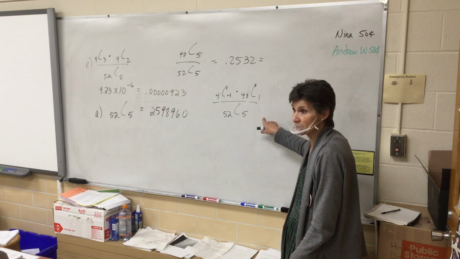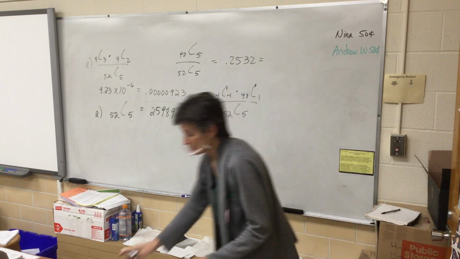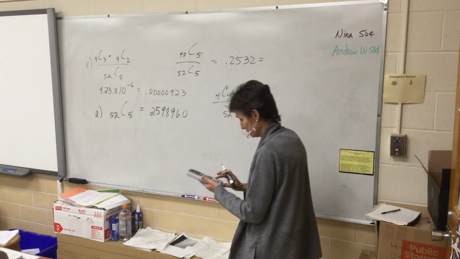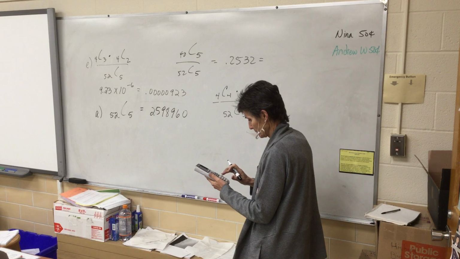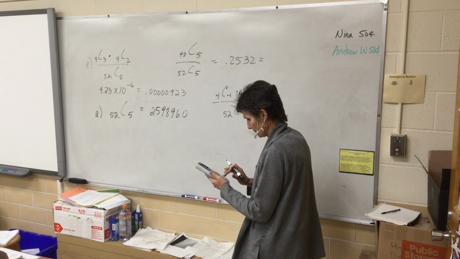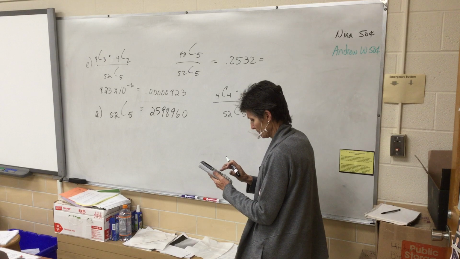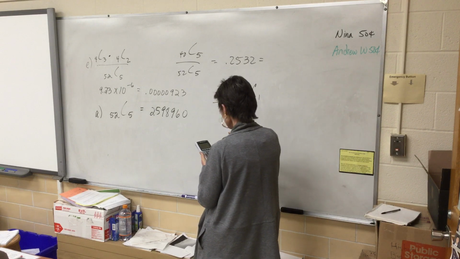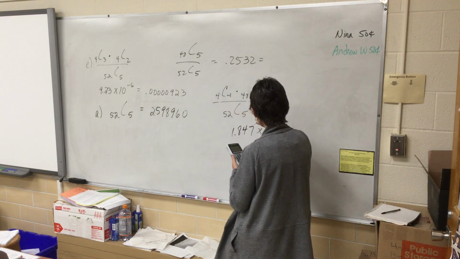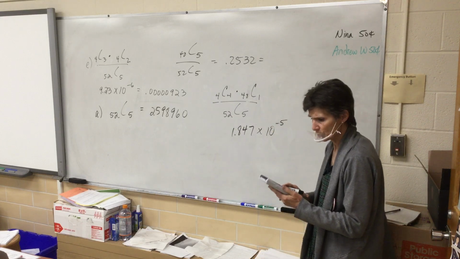Okay, it's going to be really small. It's a really small number. Actually, it's not as small as one of the others. This is 1.847 times 10 to the negative 5th. Is that what you got?